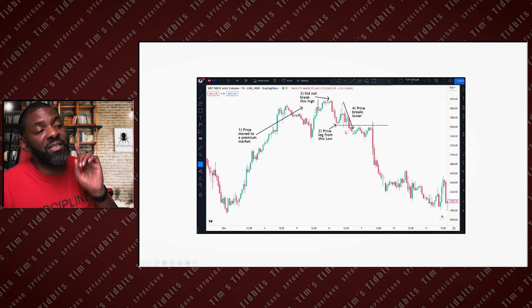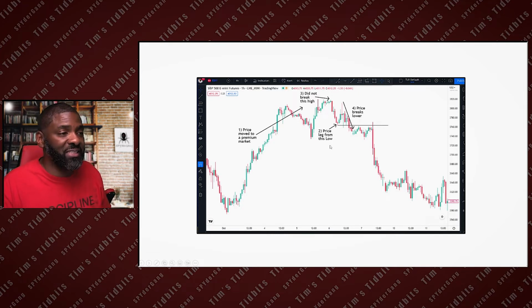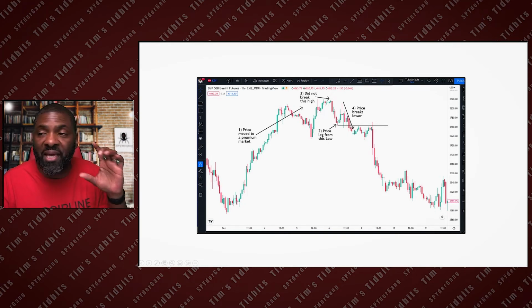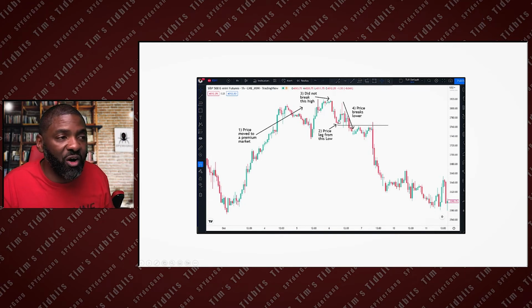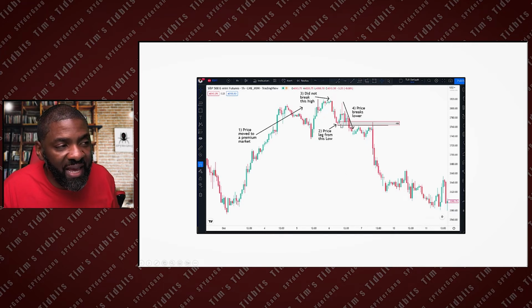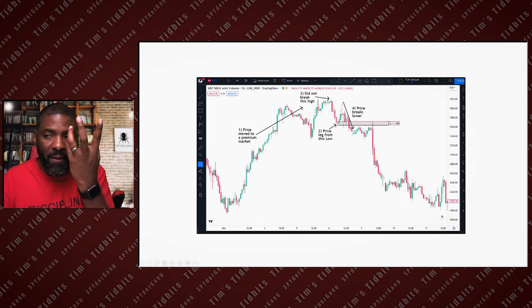Now, this one is a little teeny tiny mitigation block. When there's a teeny tiny body on there, I like to either include the entire body, the entire candle, or just use the bigger candle right next to it if it's engulfed inside of it, right? So, boop, there's your last down close candle, your mitigation block, because it's a bearish mitigation block.